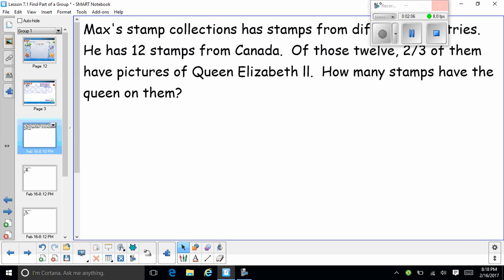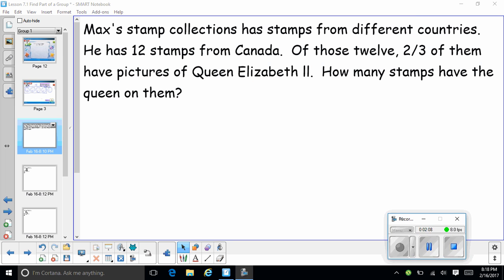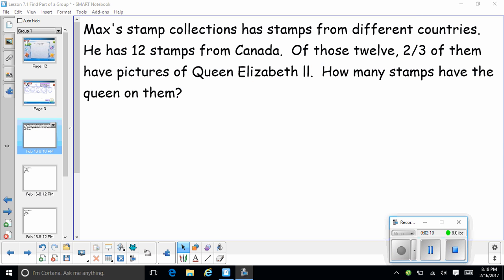Actually, I'm going to need to move this. All right. Max's stamp collection has stamps from different countries. He has 12 stamps from Canada. Of those 12, 2/3 of them have pictures of Queen Elizabeth II. How many stamps have the Queen on them?